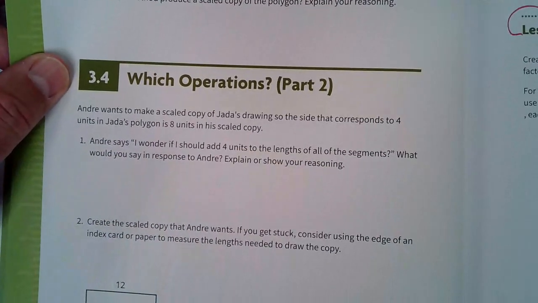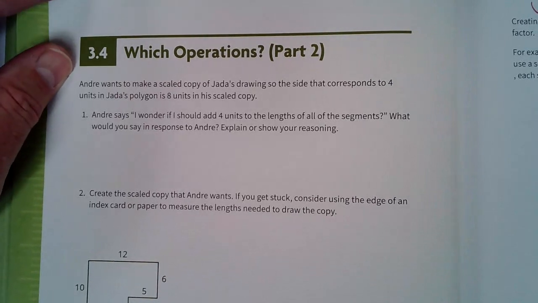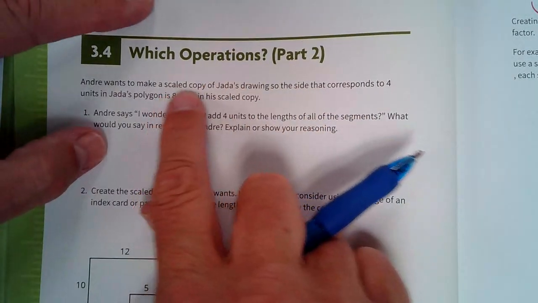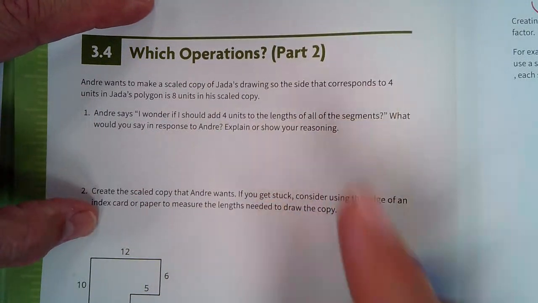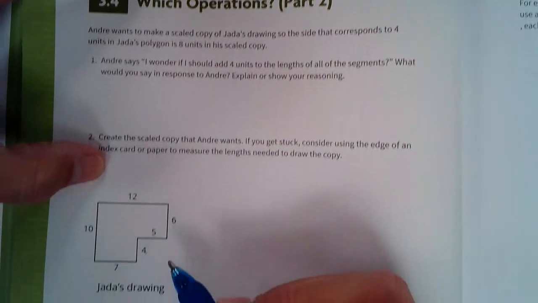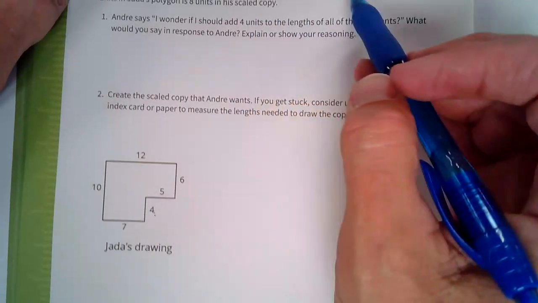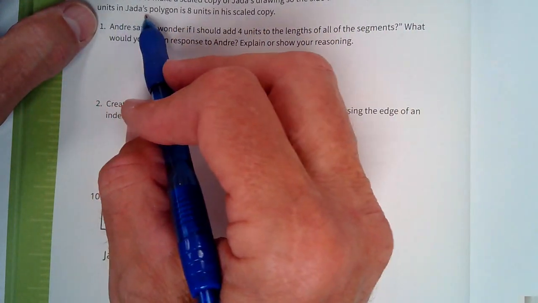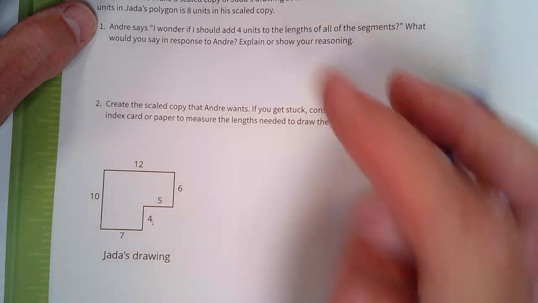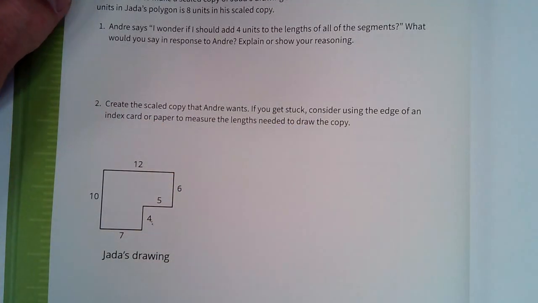Bottom of page 26, bottom half, it says "Which operations." It says Andre wants to make a scaled copy of Jada's drawing so that the side that corresponds to 4, that's this side right here, corresponds to 4 units, and Jada's polygon is 8 units in his scaled copy. So again, they've got some questions pertaining to that. You guys can answer those questions.